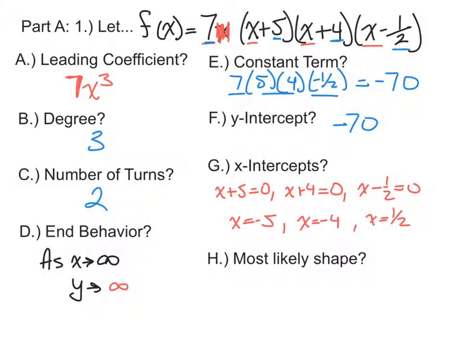Lastly, I asked for the most likely shape, and without getting too detailed, all we have to do is go back to the number of turns and the end behavior. Since the end behavior is as x approaches infinity, y approaches infinity, that means that the graph is going to go up on the right side. The number of turns was 2, so put in 2 turns. There's 1 turn and a second turn. And so the graph is going to, in general, look like that.